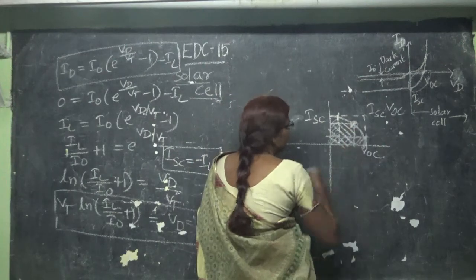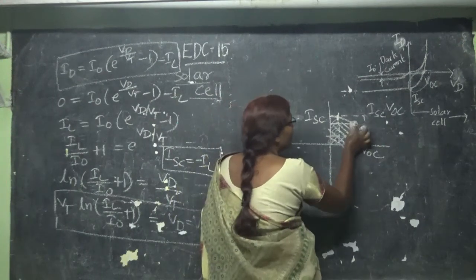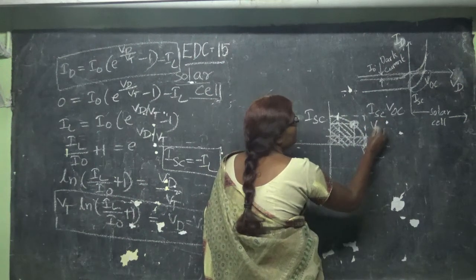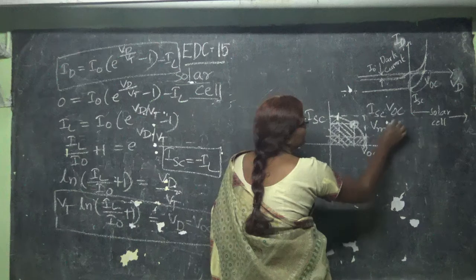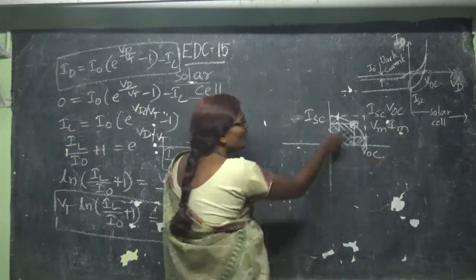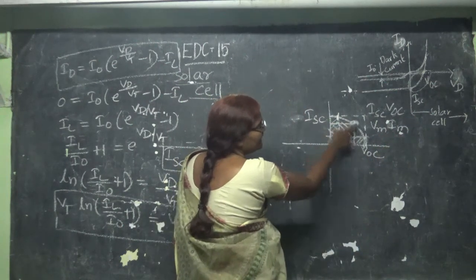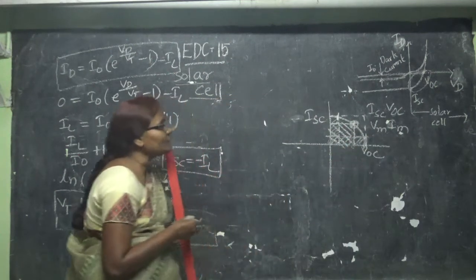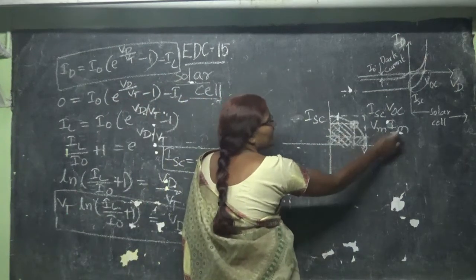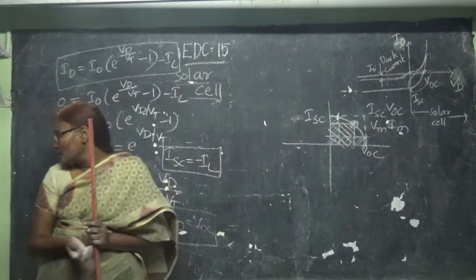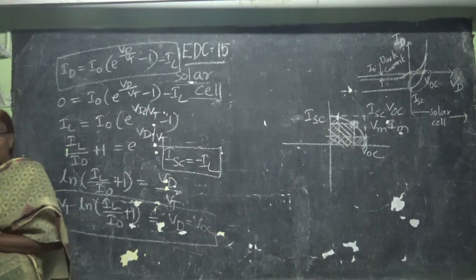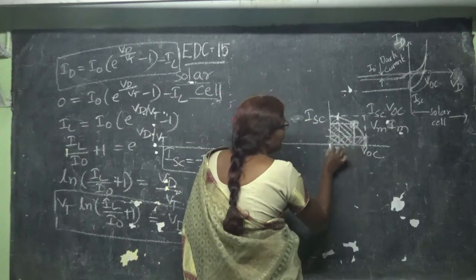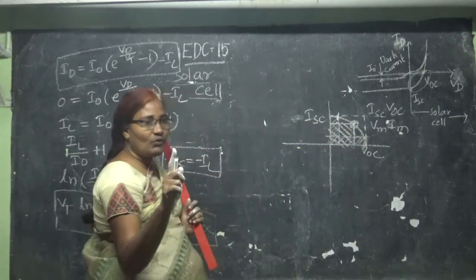So let us denote this point with a power which is Vm into Im. That means the voltage related to this point is Vm, the maximum voltage, and the current related to this point will be the maximum current Im. So I will get a maximum power at this point.